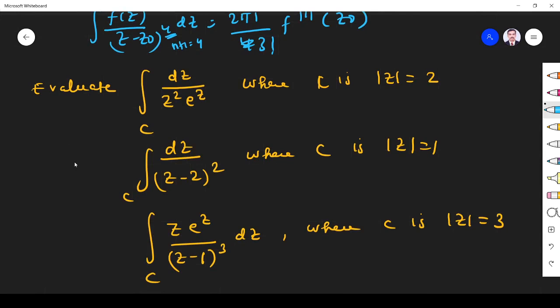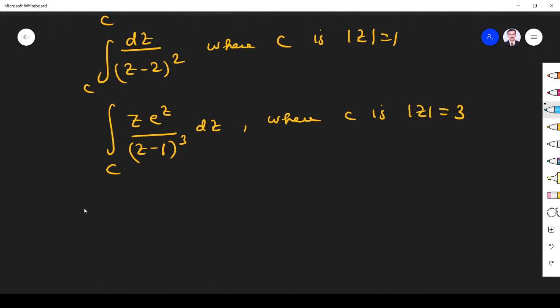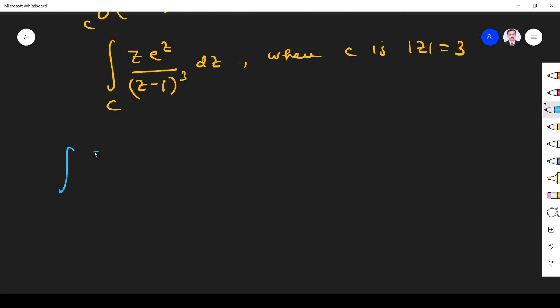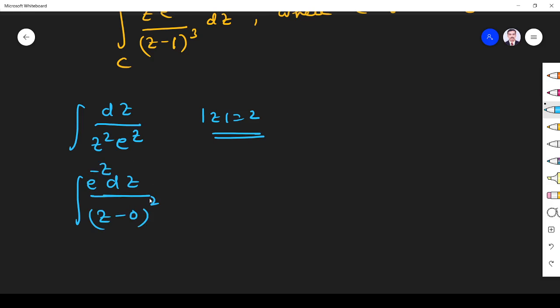What is the first problem? The first problem is the integral of dz divided by z square e power z, over mod z equal to 2. What is the first thing we have to remember? First we have to check whether the given point lies inside the curve. As per Cauchy's formula, I can write this e power z going up as e power minus z, and the denominator as z minus 0 whole square. So it is power 2, so n is equal to 1.